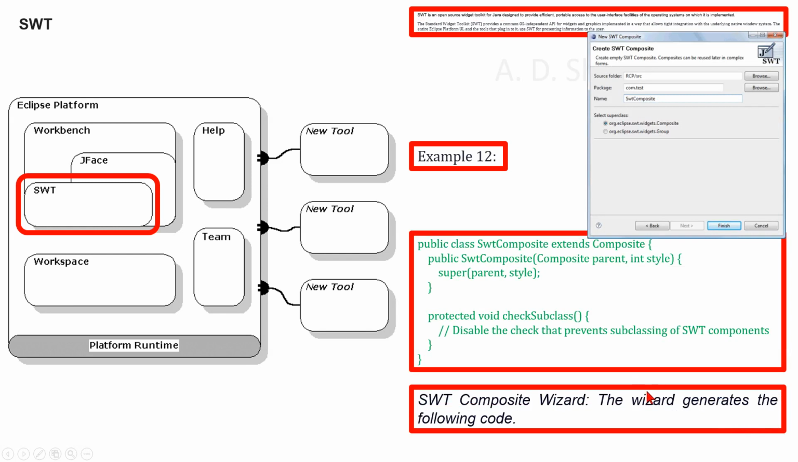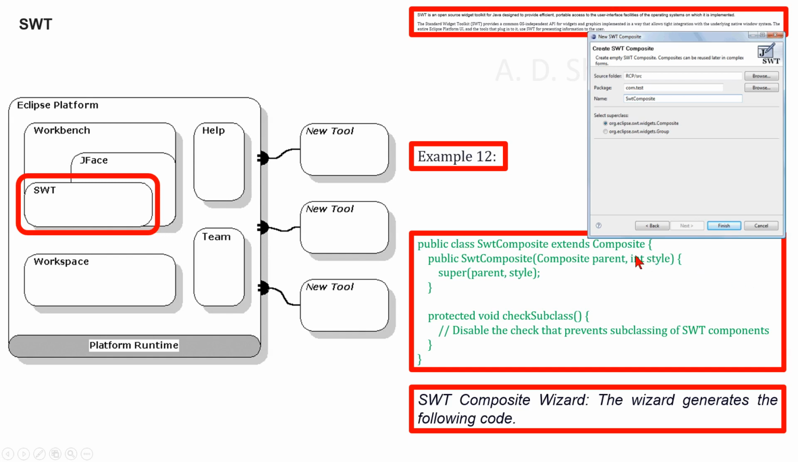Now we are considering SWT composite wizard. The wizard generates the following code. Subclass of the SWT composite class can be created using SWT composite wizard. The wizard can be selected from the drop down wizard menu or from the Eclipse new wizard.